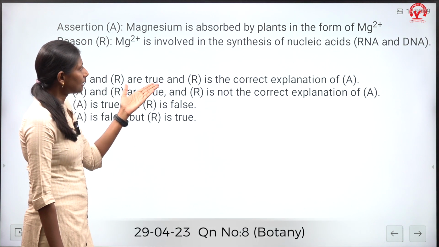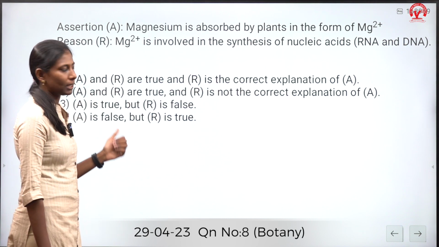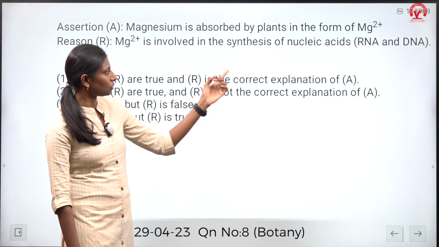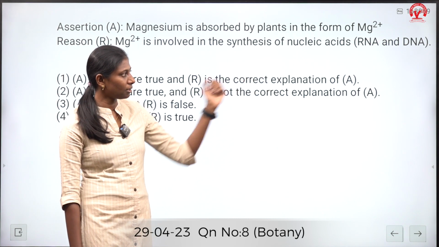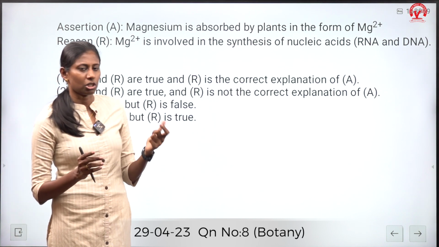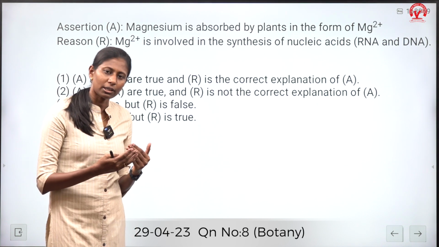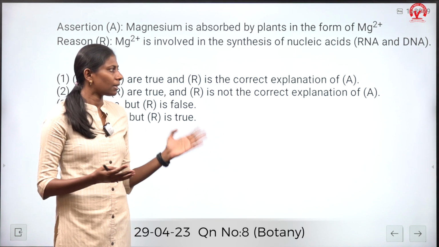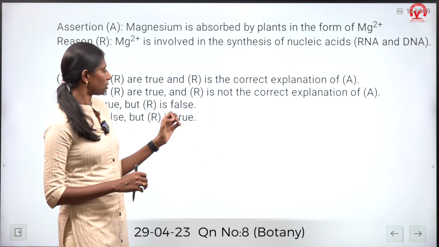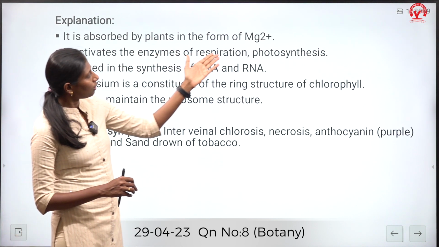Assertion: magnesium is absorbed by plants in the form of magnesium 2+. The given reason is magnesium 2+ is involved in the synthesis of nucleic acid, that is RNA and DNA. So before we get into the options, you have to know what is magnesium. Usually magnesium is a macronutrient which is essential for the plant growth and metabolism. Usually magnesium is present in the plant tissues in large amounts. Other than this, it is absorbed by plants in the form of magnesium 2+.